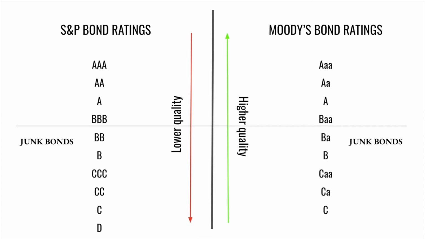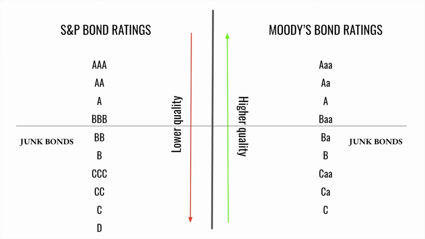Now Moody's is another company that does bond ratings. They have a similar system to S&P bond ratings, but there are a few key differences. Going from top to bottom of Moody's bond ratings, their top one is AAA as well, but it's written a little differently. It's one capital A followed by two lowercase a's. Then after that, they have double A as well, but one capital A followed by a lowercase a. Then a single capital A is the next rating.